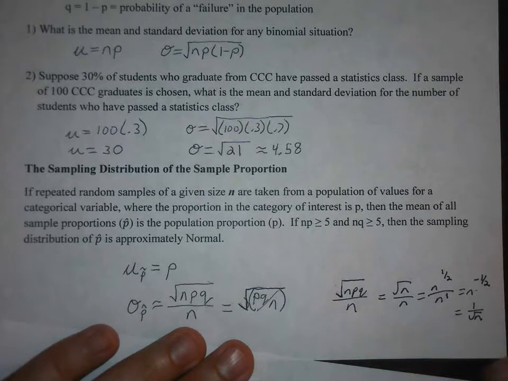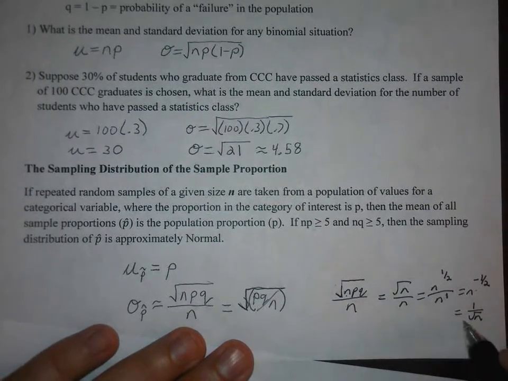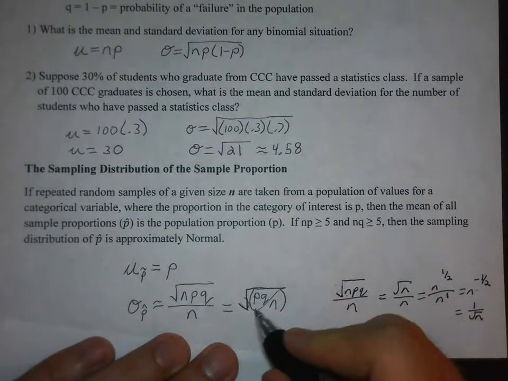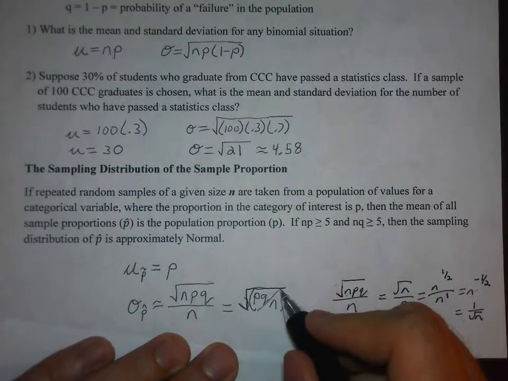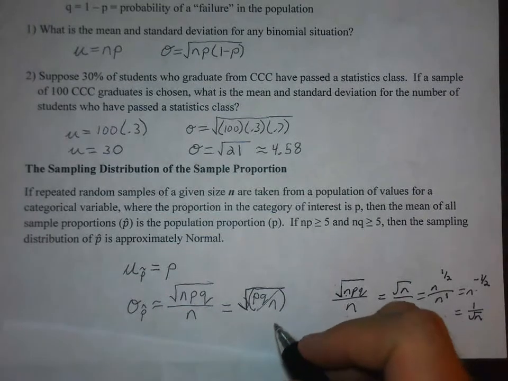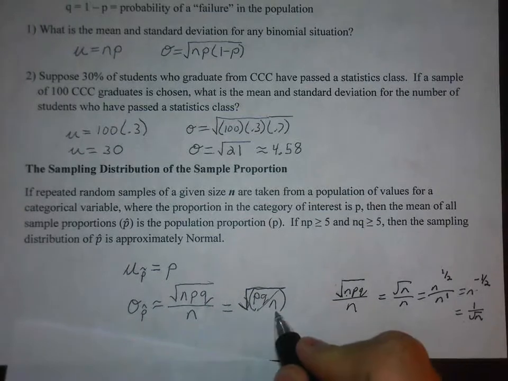So what that means is the n in the numerator is gone, and the square root of n gets brought into the denominator. The way you can do that is just put the whole fraction under the square root. So the standard deviation is the square root of p times q over n, where that whole piece is under the square root.